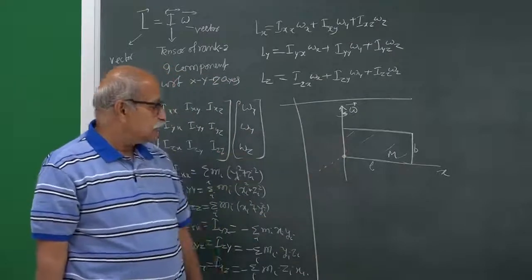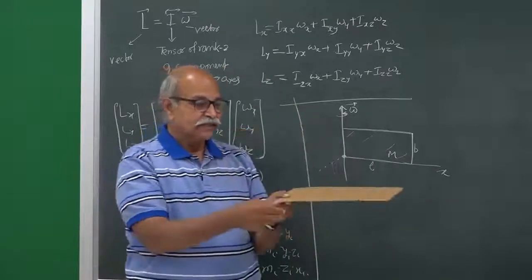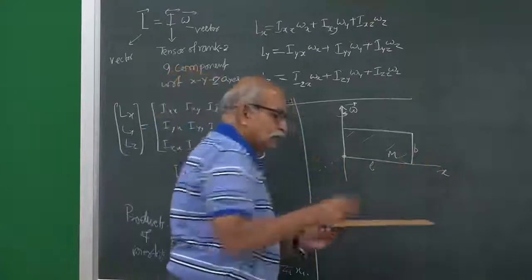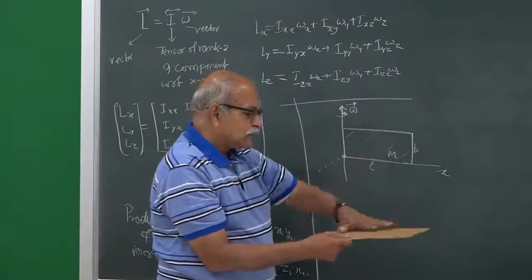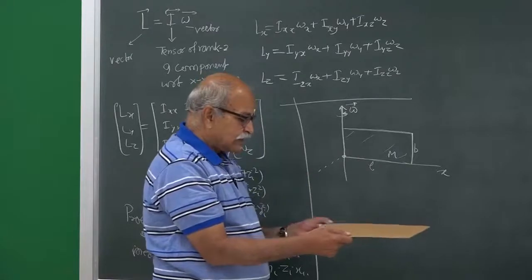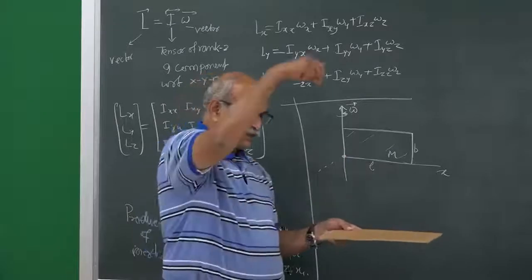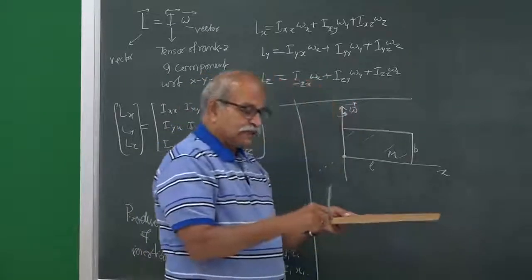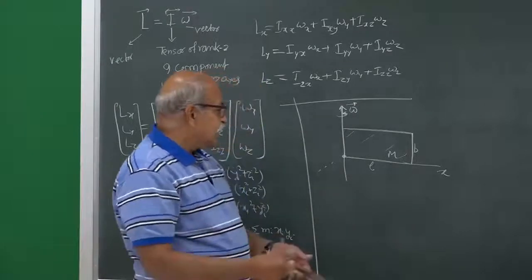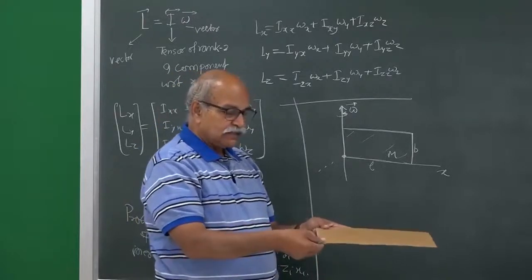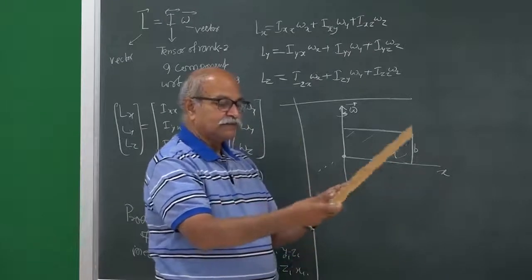So, what is the kind of situation? I have this rectangular plate, and here is a corner, and I am taking the x axis here, and the y axis in the plane of this plate along the other edge, and the z axis is perpendicular to this plane. So, this is the kind of thing, and it rotates about the y axis, that means it rotates like this, with a uniform angular velocity omega.